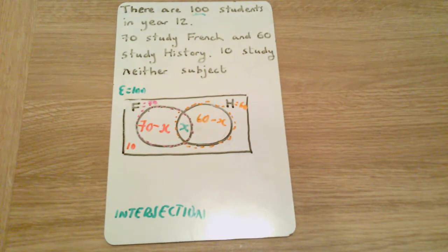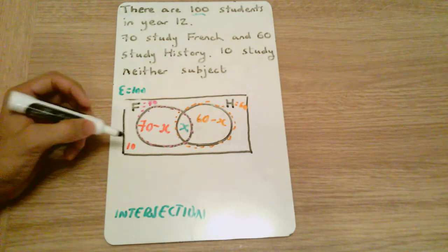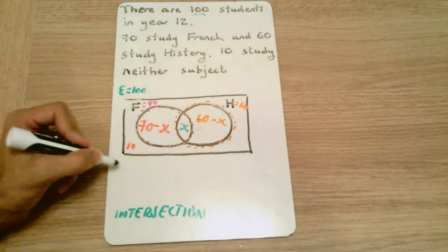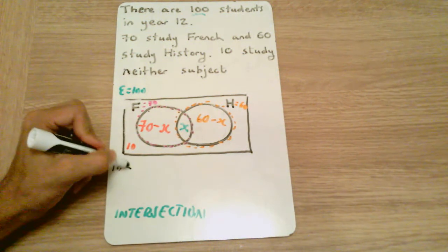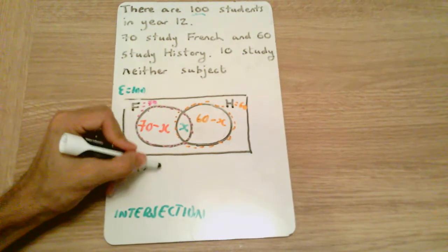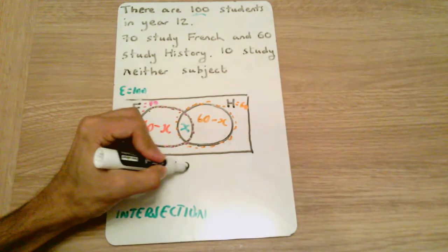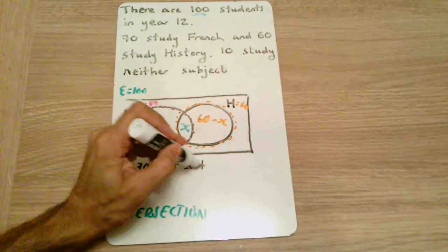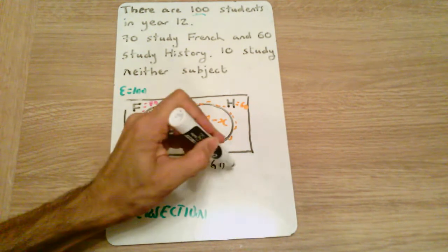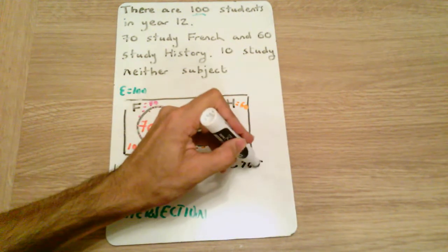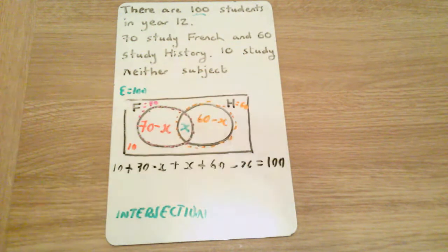Now, because there's algebra in here, it means we're probably going to need to use some sort of equation. And the key thing here is that we know that in total, there are 100 students. So what we can say is that all of these things together have to add to 100. So we can say 10 plus 70 minus X plus X plus 60 minus X is equal to 100.